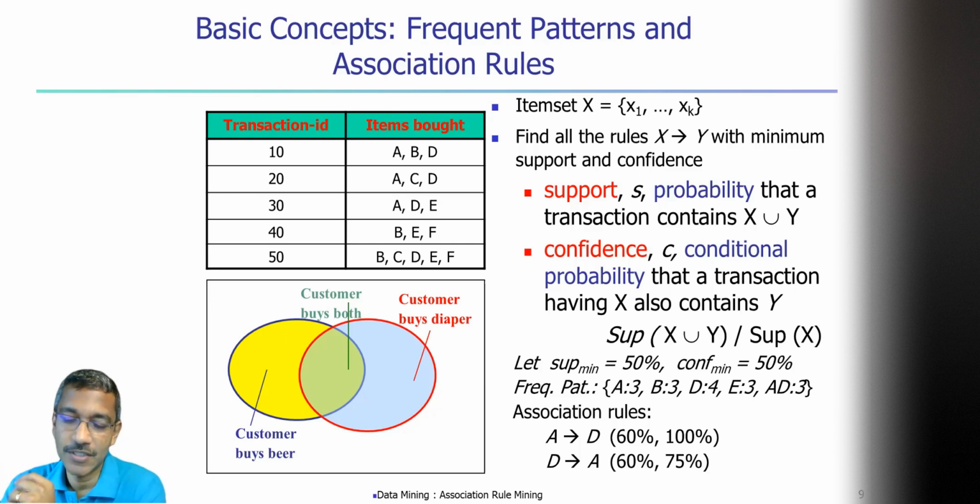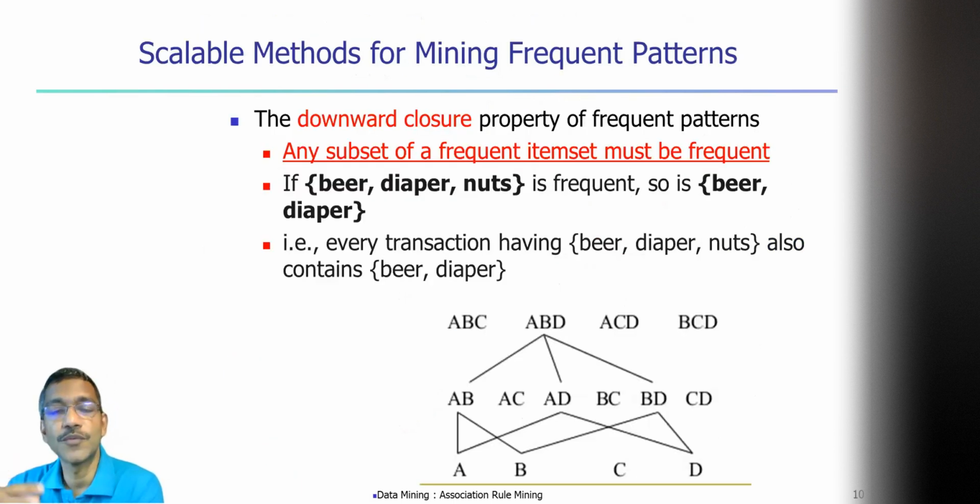Confidence, in this case, we are also saying 50%, right? So now what we need to find out, as the first step, is to identify all the patterns that have a support of more than 50% in this previous example, or a given percentage, right? So how do we do that? We use something called the downward closure property, which is explained in this one.